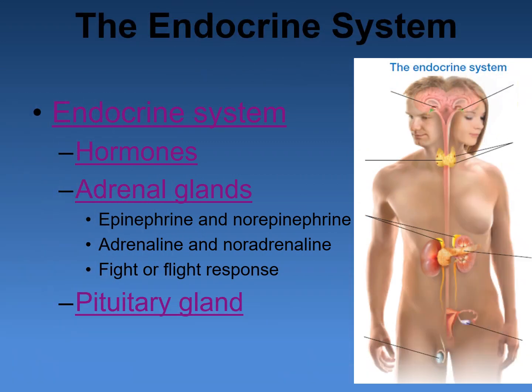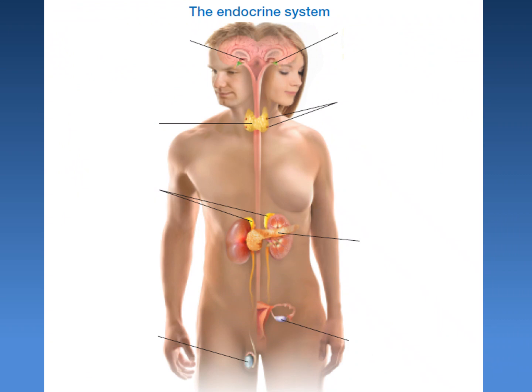Next up is the endocrine system. The endocrine system is the body's slow chemical communication system. It's a set of glands that release hormones into the bloodstream. Hormones are chemical messengers that are manufactured by the endocrine glands, travel through the bloodstream, and affect our tissue. Parts of the endocrine system.